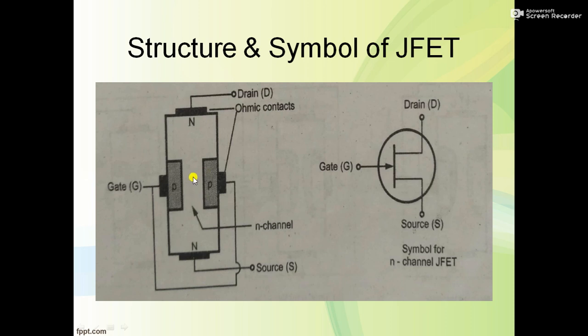And these electrodes are connected together. So two P-type materials are there, and one end of the P-type is connected to the other end of the P-type. After connection, we take only one terminal from one electrode, that is called the gate terminal. Based on this, we design the symbol of the JFET: source, this is gate, and the drain.